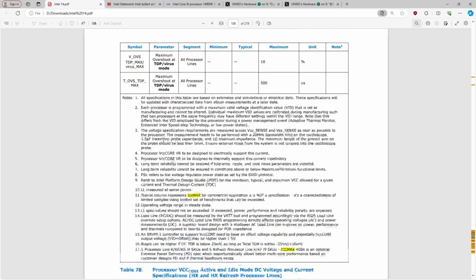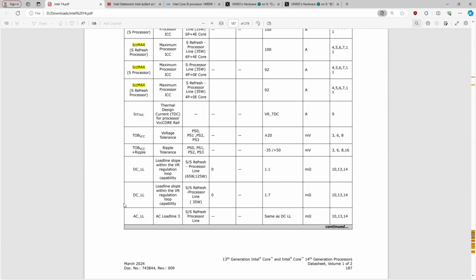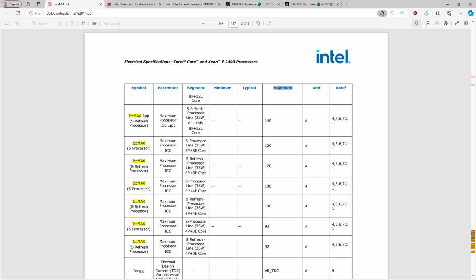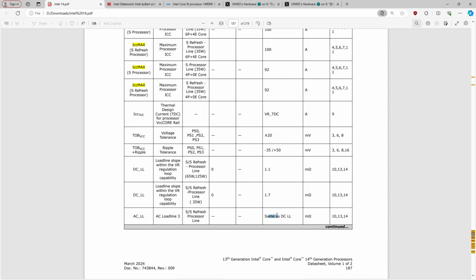Also, this is one thing I was wondering about: when the AC load line here says same as DCLL, I figured because it's in the maximum column, that it just means AC load line must not be higher than DCLL. But evidently what Intel meant by that is, no, it has to be exactly the same as DCLL, regardless of what DCLL actually is.